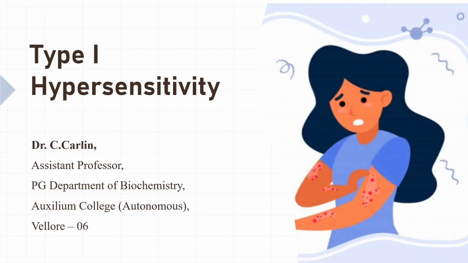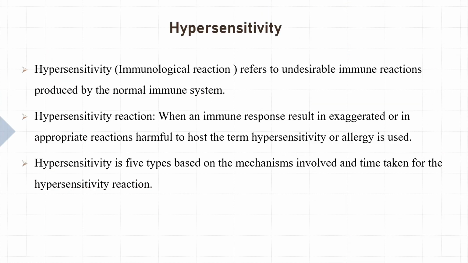Good day to all. In today's video, let's discuss type 1 hypersensitivity. Hypersensitivity is defined as an exaggerated immune response that causes damage to the individual. The immune response is always meant to protect the host, but in hypersensitivity, the immune response becomes injurious to the host itself. As a result, the cells of the host are killed, or the host itself is damaged or killed by its own immune response or immunological reaction.